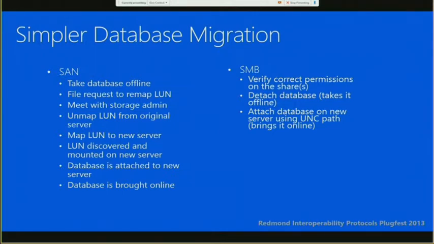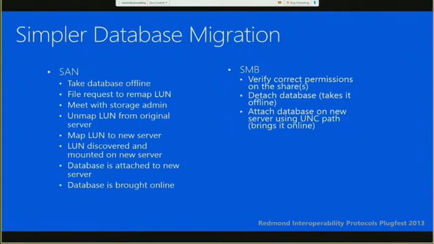Then we have to talk to the SAN guys to remap the LUNs to the new server, get the worldwide names of the HBAs and get all the zones done and all that. And if we have some multipath solution implemented, that gets a little more complex even, right? Or a switch in the middle. Then we unmap the LUNs, map them to the new server.